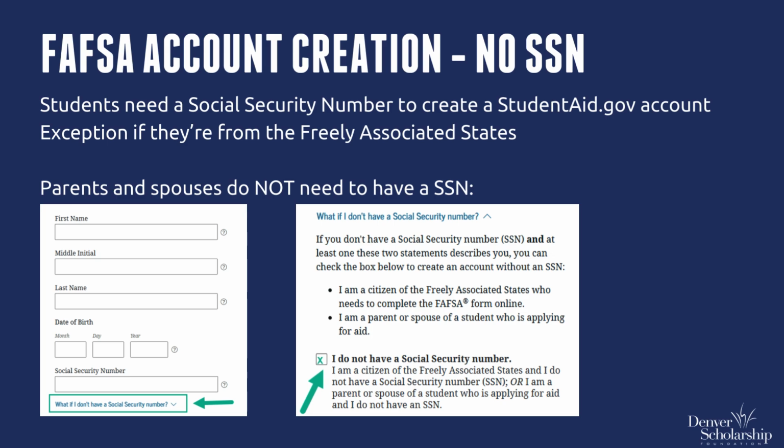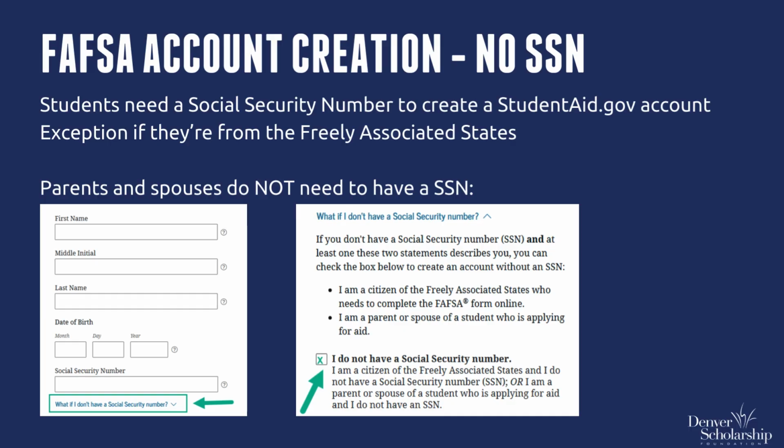So the screenshots that you're seeing now show you what this flow looks like. They will see the blank to fill in a social security number. If they don't have one, they'll need to click where it says, "What if I don't have a social security number?" And that will provide additional details about the circumstances where you can move forward without an SSN. They will check a box to confirm that they do not have a social security number.